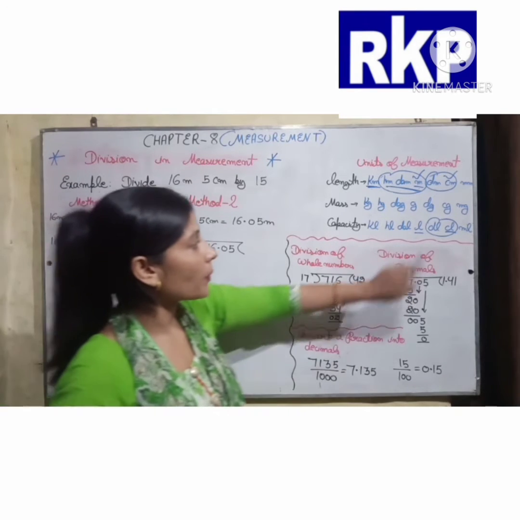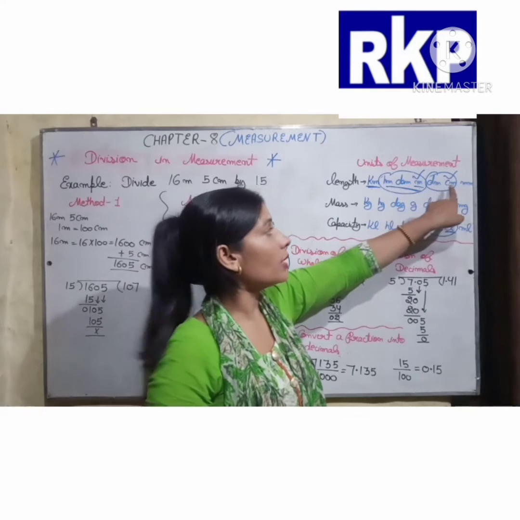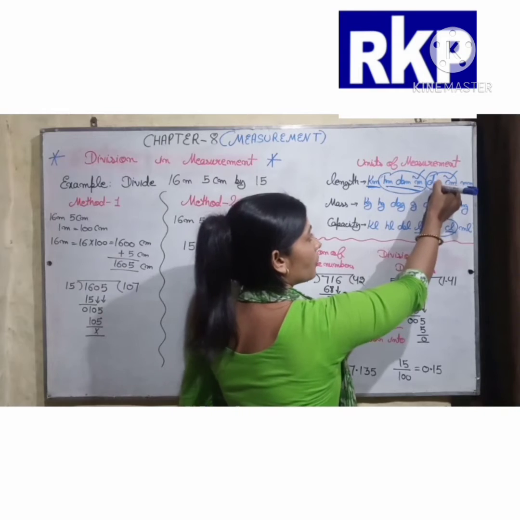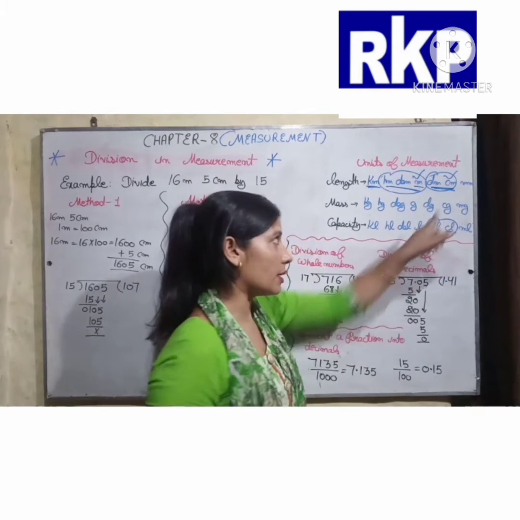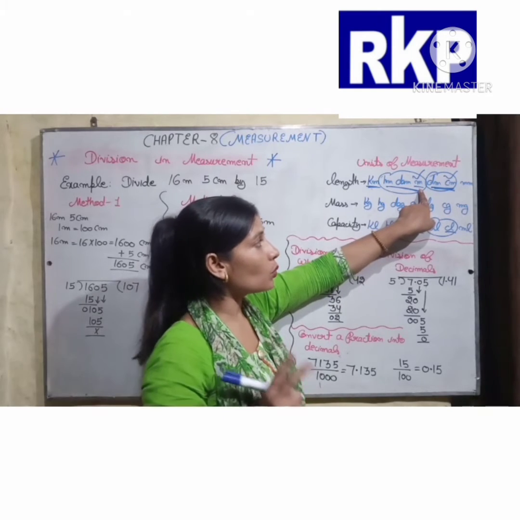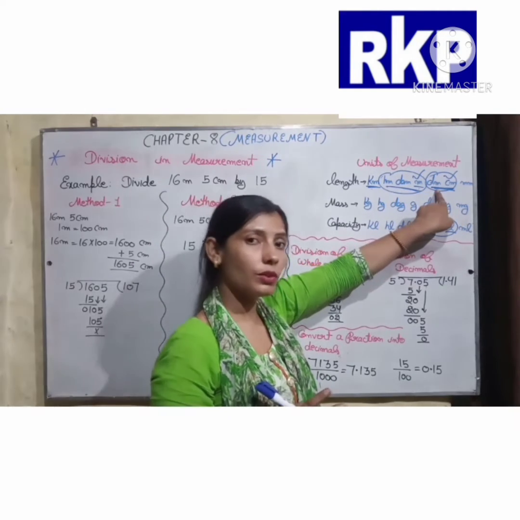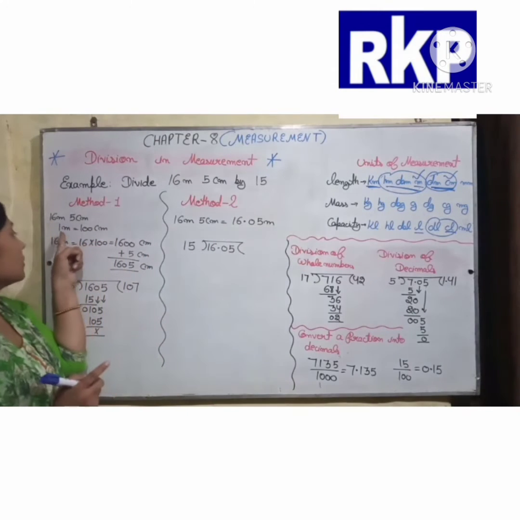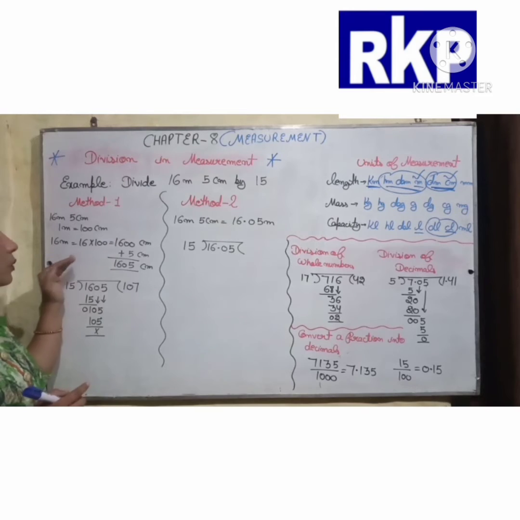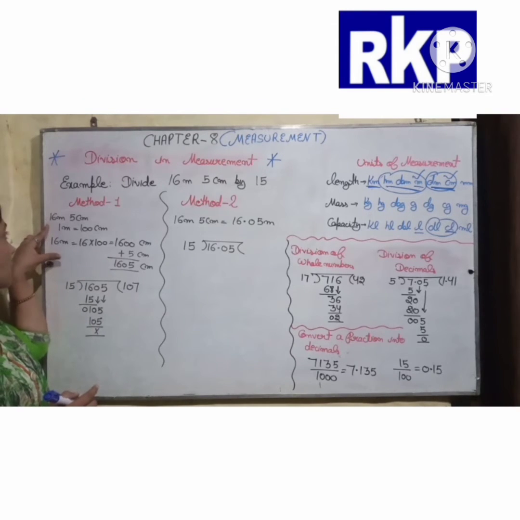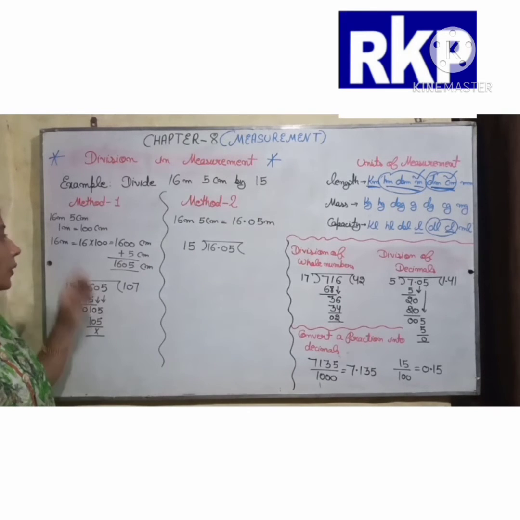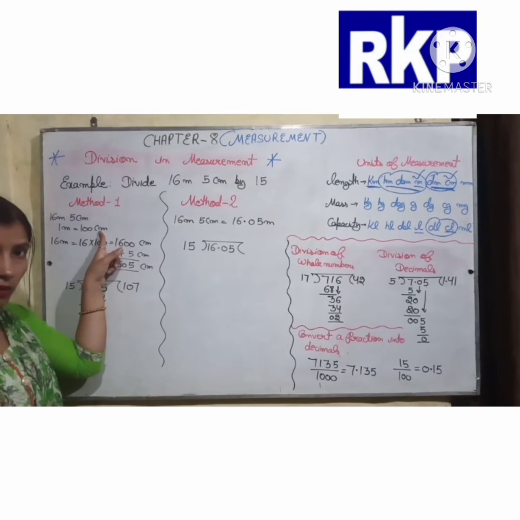Let us see here. Here we have meter and here we have centimeter. After meter we have only two units, so we write 1 for meter and 2 zeros for these two units. So 1 meter is equal to 100 centimeters. Now we have to multiply 16 meters by 100, because we want to convert the greater unit into the smaller unit.